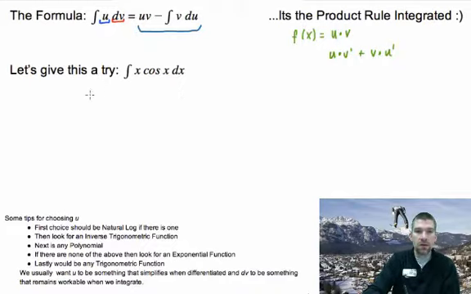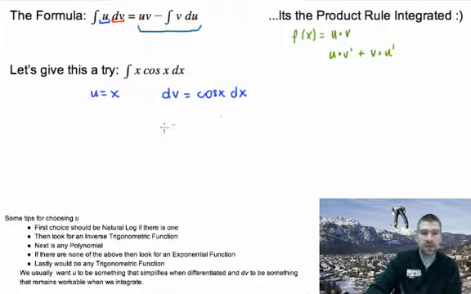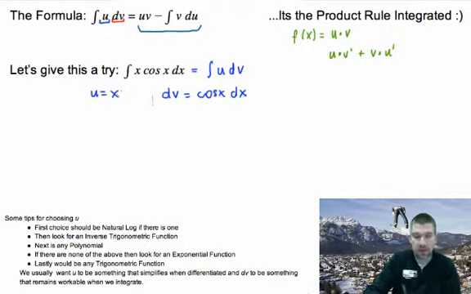Let's let u equal x, and let's let dv equal cosine x dx. Okay? And the reason that we're going to do this is that now when I substitute these in, this integral becomes the integral of u dv. I'm picking these for a very specific reason, and we'll see later why. So I've got u times dv.